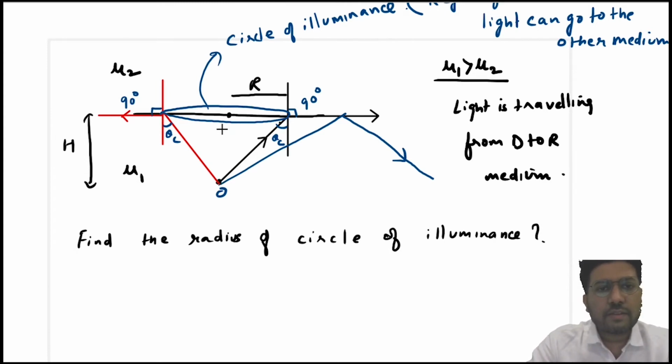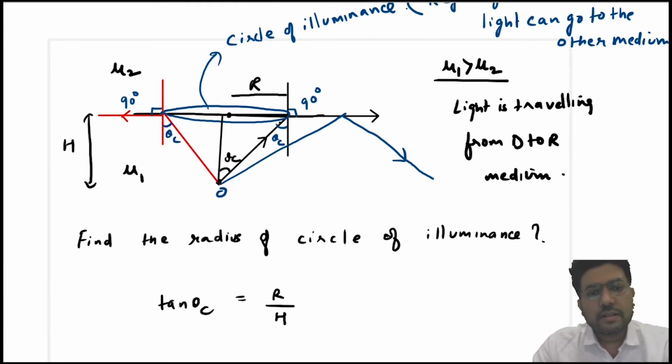Okay, then what will you say? So I'll draw it like this. See, this is the radius of the circle of illuminance, and this triangle is formed. This angle is theta c, then this angle is also theta c, right? So from here you can see that tan theta c is equal to r by h, right? That means r is equal to h tan theta c.